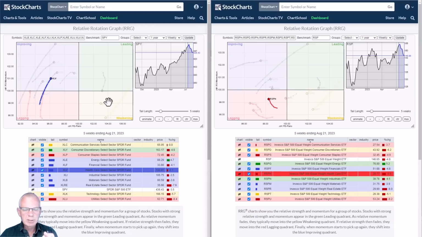Again, the translation here is that the large cap healthcare stocks are driving the sector higher. Obviously, they will also have an impact here, but it's the large cap healthcare stocks that are driving XLV higher and outperforming RSPH.